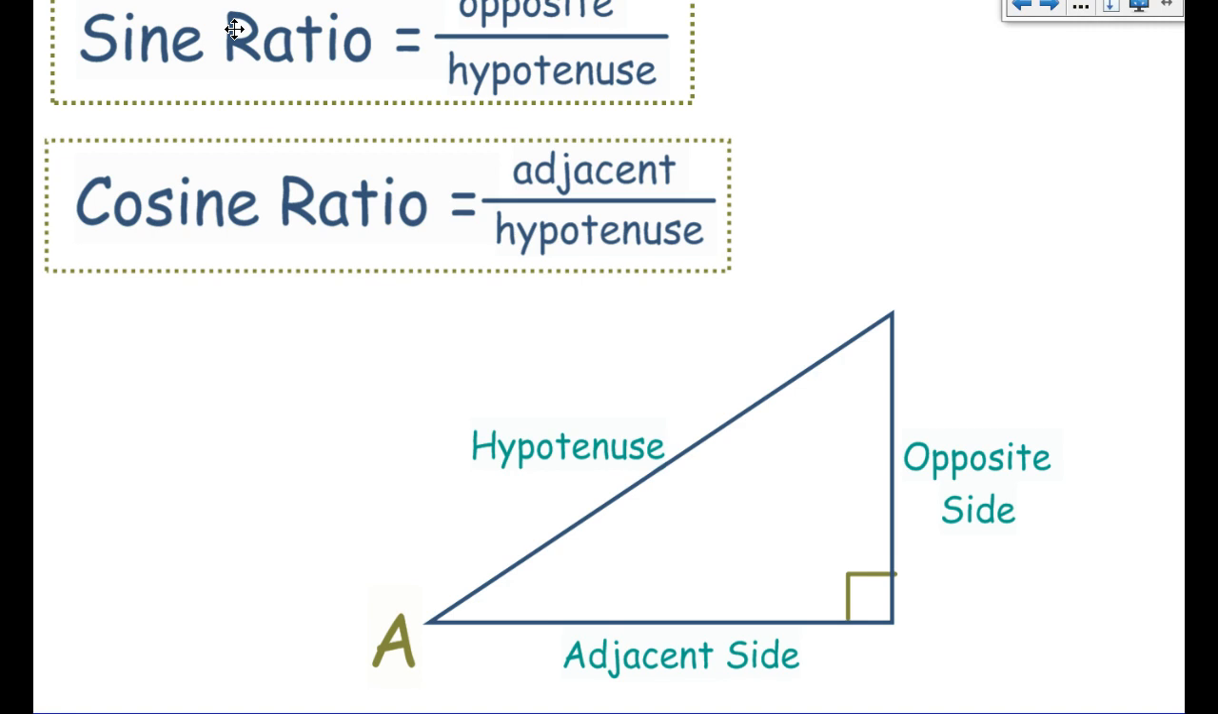So the sine ratio is opposite over hypotenuse, and the cosine ratio is adjacent over hypotenuse.